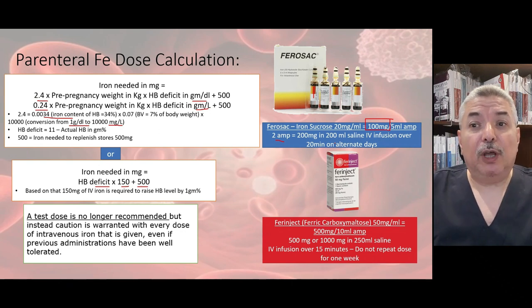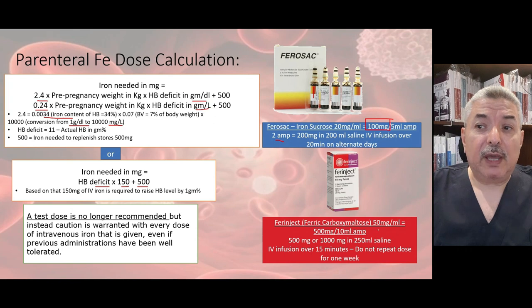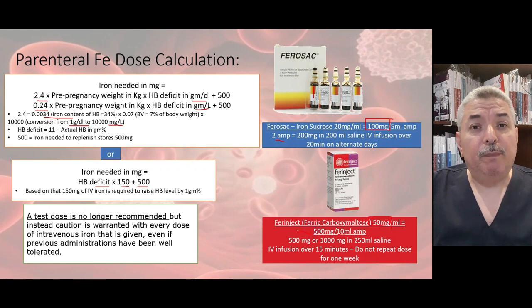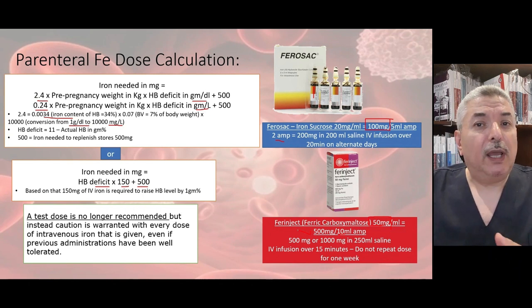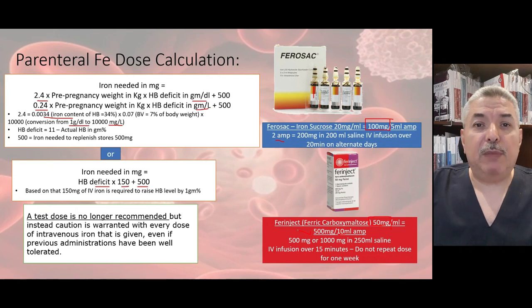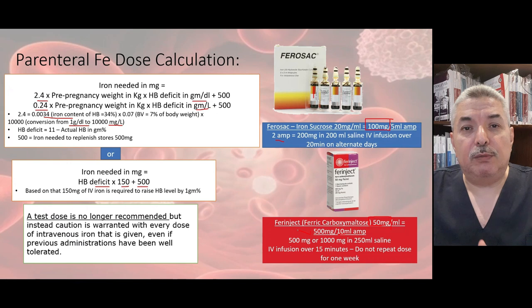The ferinject, on the other hand, the ampoule is 10 milliliters and it has 50 milligrams per milliliter, which means that we have 500 milligrams per ampoule. You can use one or two ampoules and dilute in 250 milliliters saline infusion, and the infusion can go over 15 minutes. So 15 minutes, you can give the patient 500 up to 1000 milligrams.